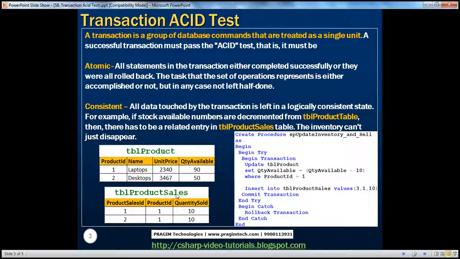For example, if I'm selling 10 laptops, the first update statement reduces that quantity from the laptops quantity available here. And then let's say when we are about to execute the insert statement into the TBL product sales table, the power has gone or something has happened. In those circumstances, the transaction should undo the first statement and put it back to 90. Otherwise, we cannot account for those 10 laptops. So that's what consistency says. All data touched by a transaction is left in a logically consistent state.